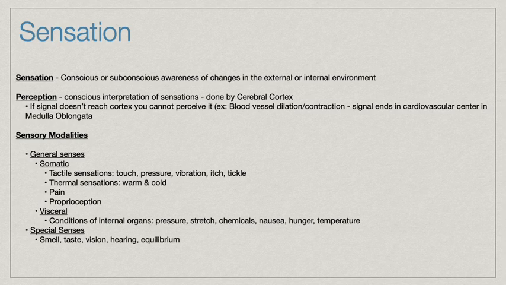We also have visceral sensations that come from our internal organs, or viscera, and these include things like pressure and stretch, such as a full stomach. Chemicals: if you eat something spicy, you can feel it burning the back of your tongue and throat. Nausea and hunger. And again, temperature. We also have our special senses that have special pathways that we're going to look at in Chapter 17. They include smell, taste, vision, hearing, and our balance, or equilibrium.